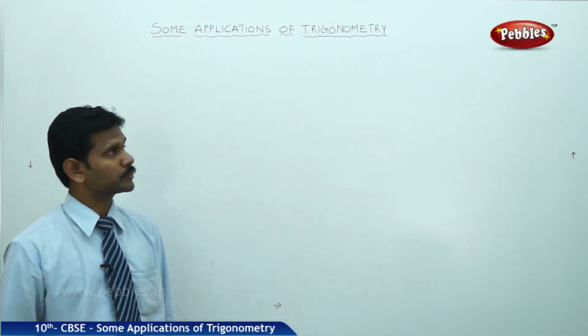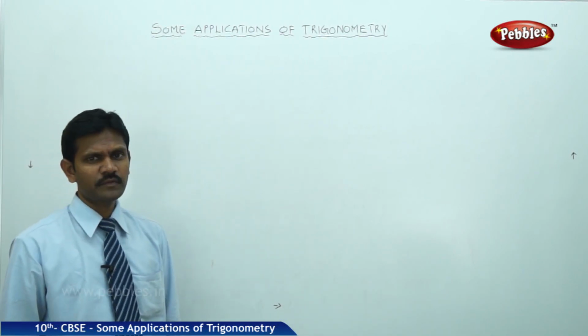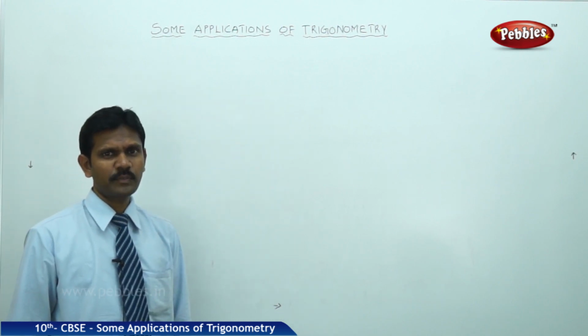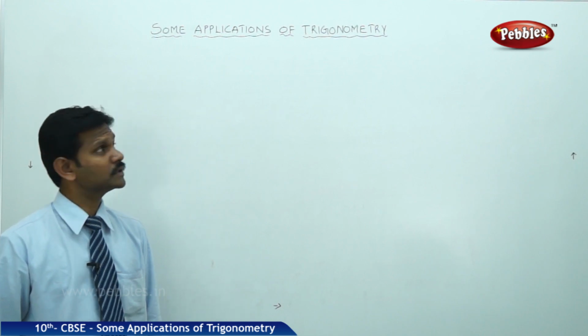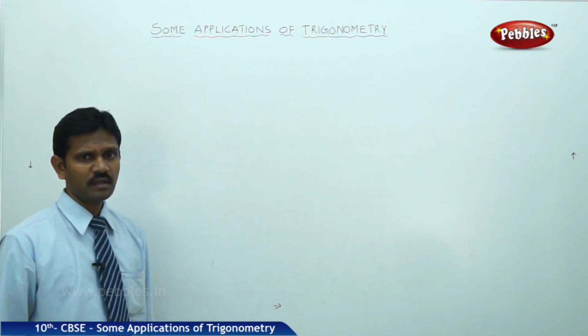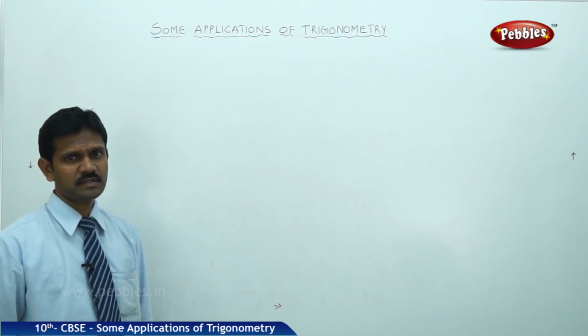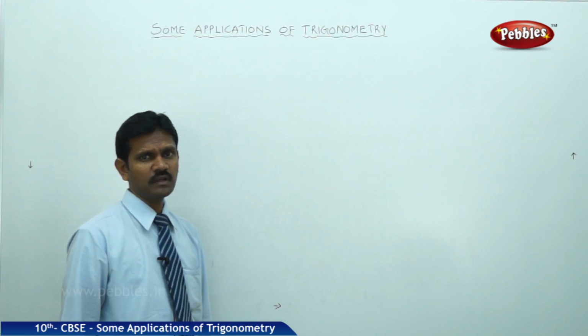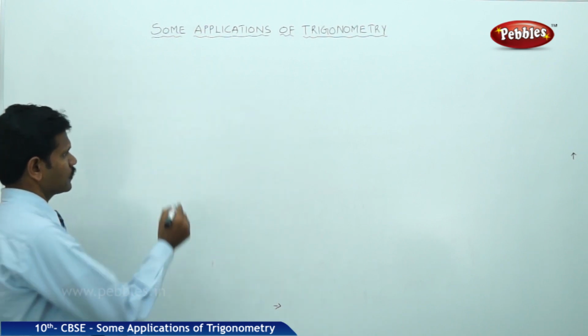Let us see our next chapter, some applications of trigonometry. In this chapter, we will discuss the height of buildings and the height of towers by using the perpendicular distance from the base. Now, before going to find this, let us see the introduction.